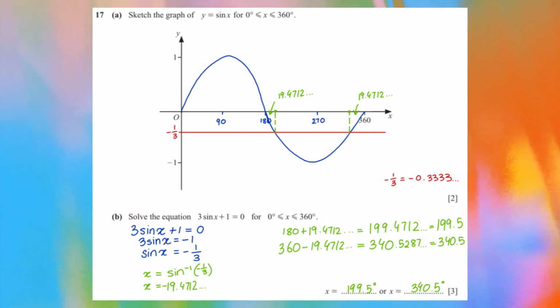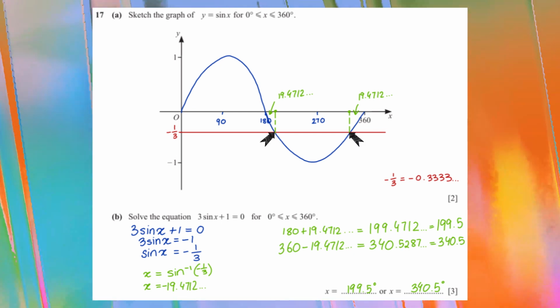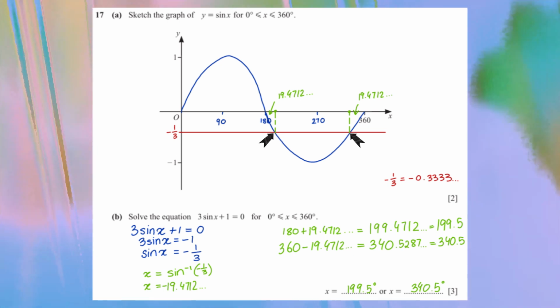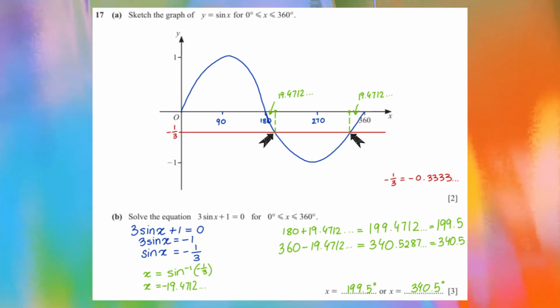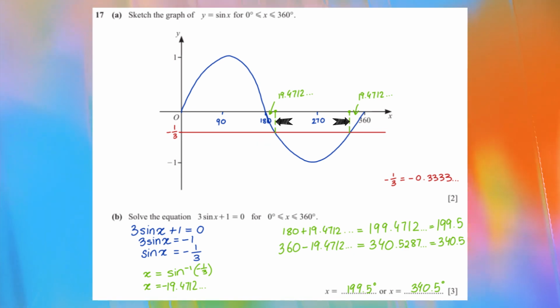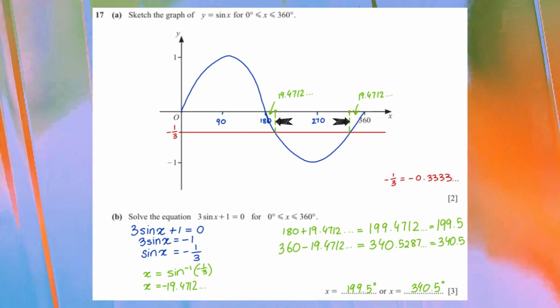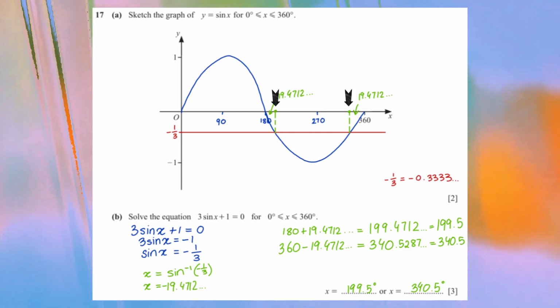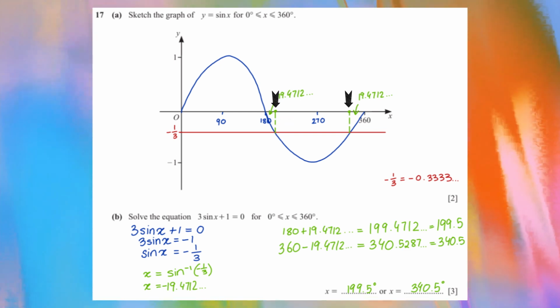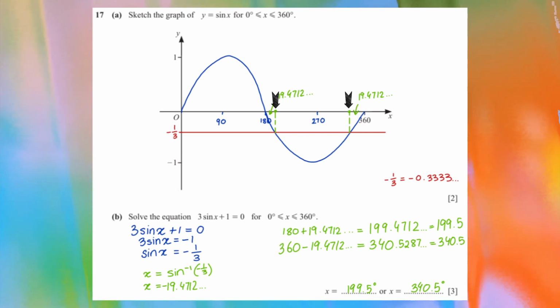Now, as you can see, the red line and the graph of y equals sine of x intersect at 2 points. The x-coordinates of these points of intersection are the solutions we need to solve the equation 3 sine x plus 1 equals 0. I've drawn straight vertical green lines from these points to the x-axis. These points on the x-axis are the x-coordinates of these points of intersection respectively.